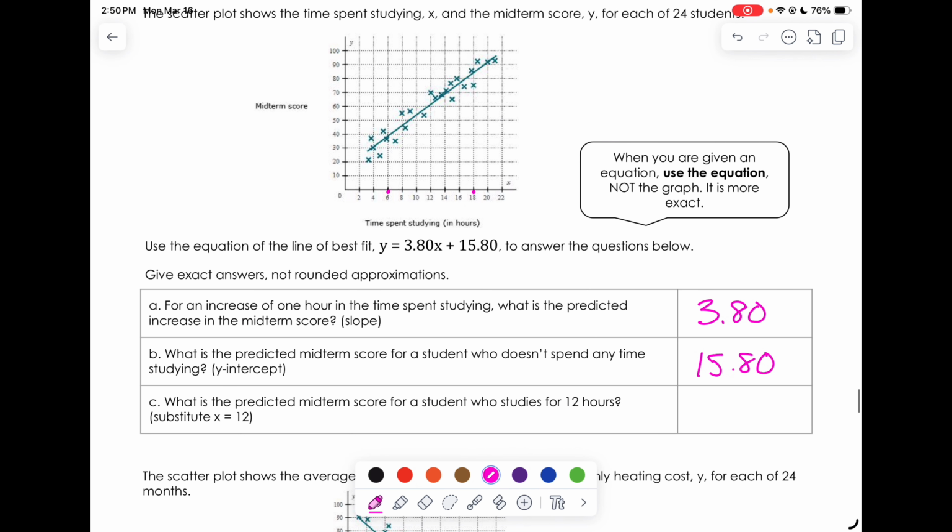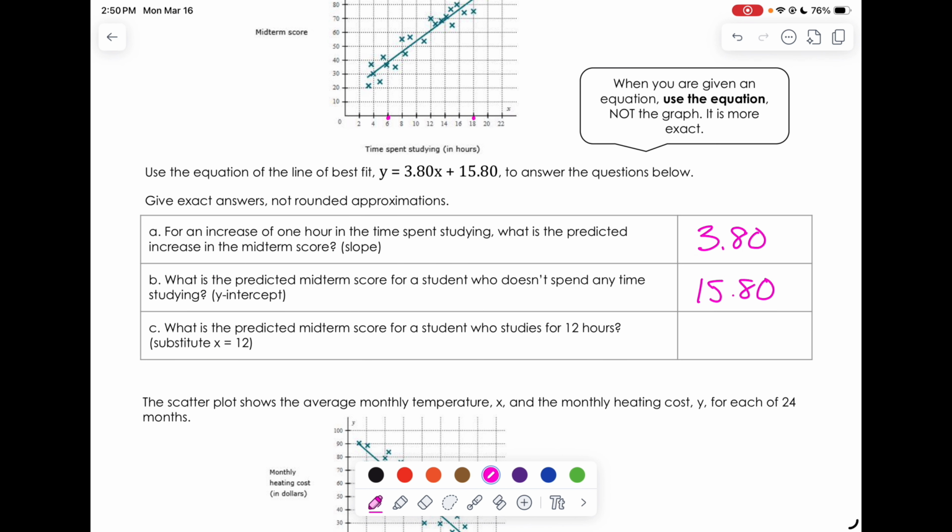And then part C, what is the predicted midterm score for a student who studies for 12 hours? So what you're going to do is you're going to use that equation. You're going to use 3.80, and you're going to multiply it by 12, because you got to plug in for 12 hours, and you got to add your y-intercept at 15.80. So if you plug that in your calculator, you're going to take 3.80 times 12, and then plus 15.80. That's going to give me 61.4.